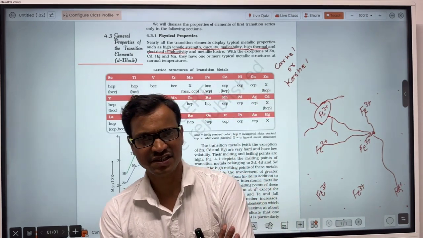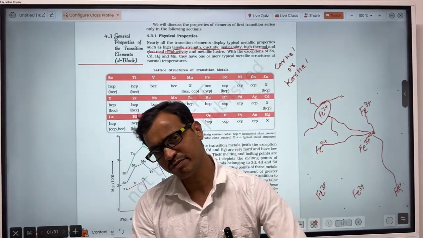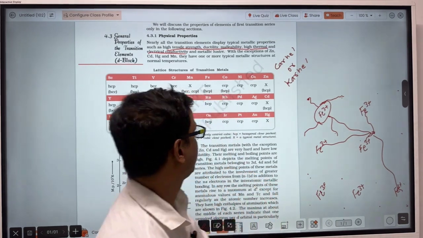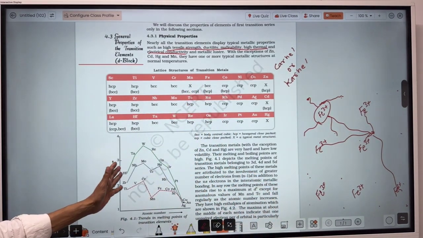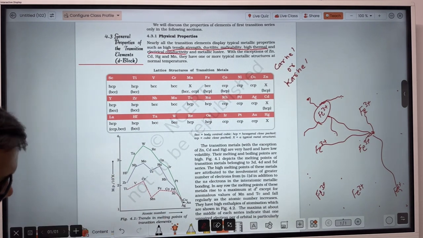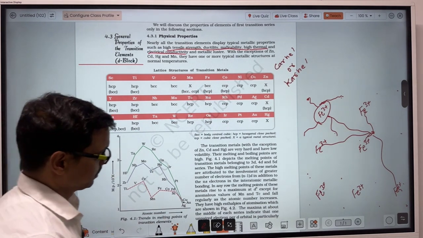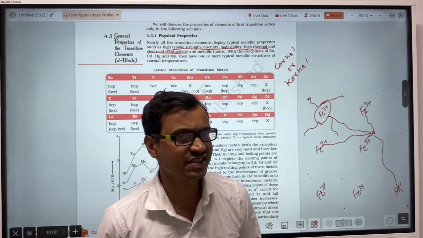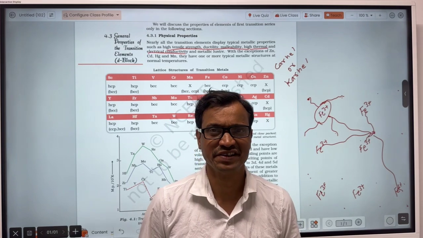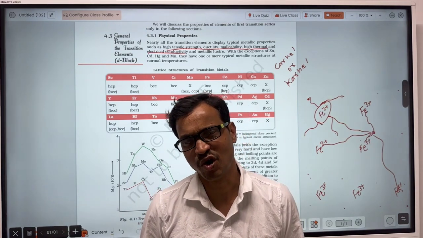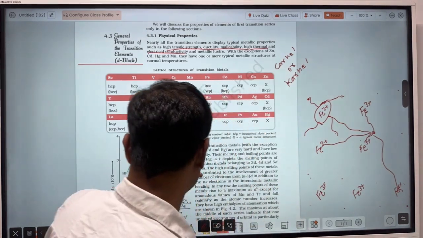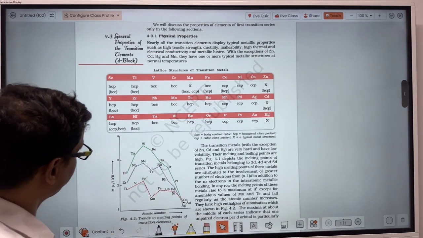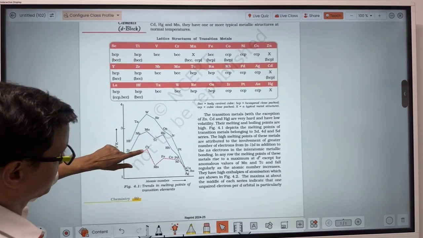Hence, the transition metals possess a greater melting point than s block elements, as well as higher tensile strength. That was about why the d block elements possess greater tensile strength and melting point compared to s block elements. Now we discuss the trends of melting point in d block elements.